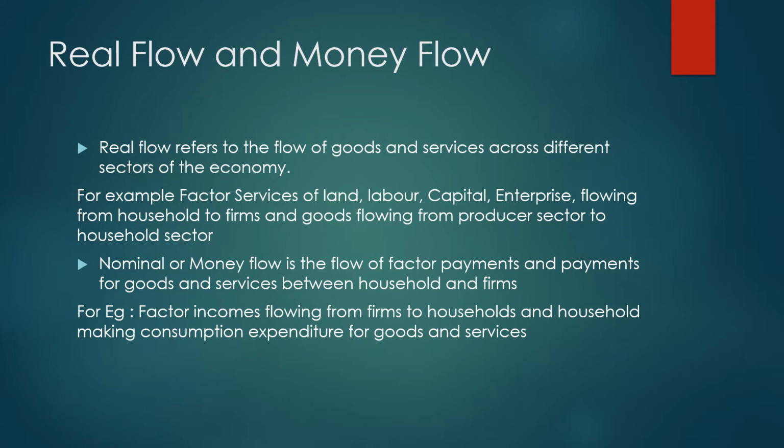But when we talk about money flow, it is also known as nominal flow. It only involves the transactions of money that take place between the different sectors. For example, flow of factor payments from the producing sector to the household sector, and payment for goods and services from the household sector to the business sector. Real flow and money flow, they are both two sides of the same coin.